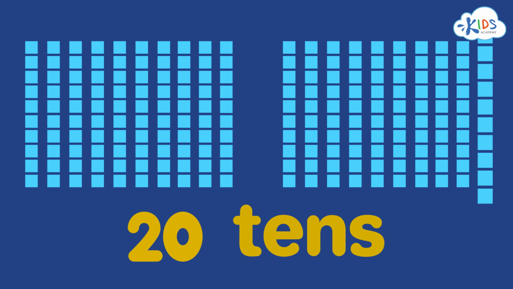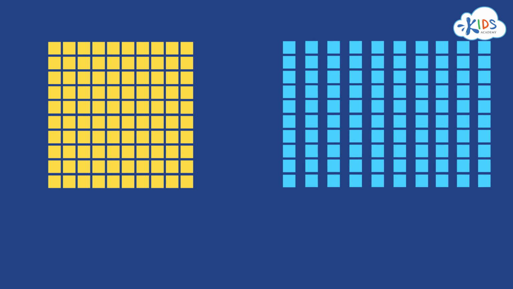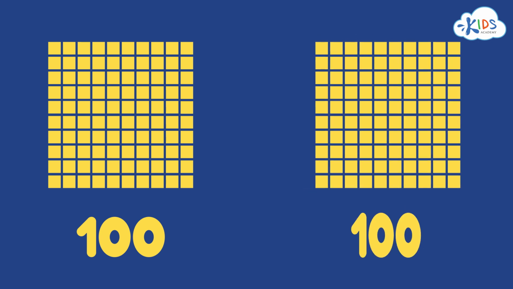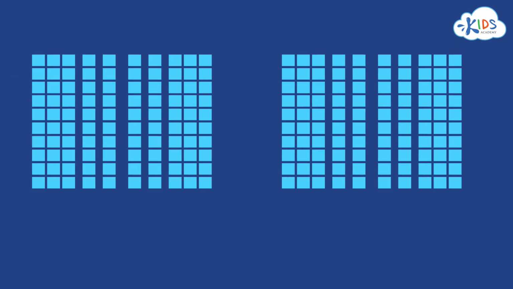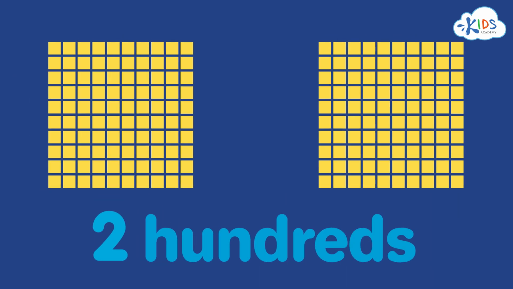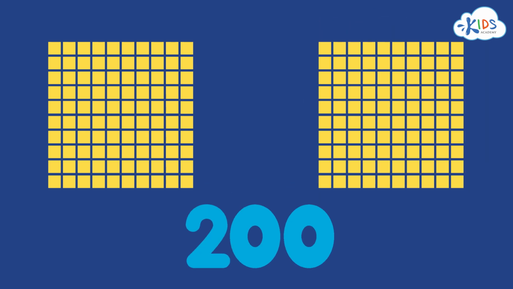If each long is worth 10, we can count each long as 10. If we put 10 of the longs together, we can trade it for 100. If we take the other 10 longs, we can trade it for another 100. Now instead of counting the 20 longs, we can just count the 200s. 100, 200. That was a lot easier.